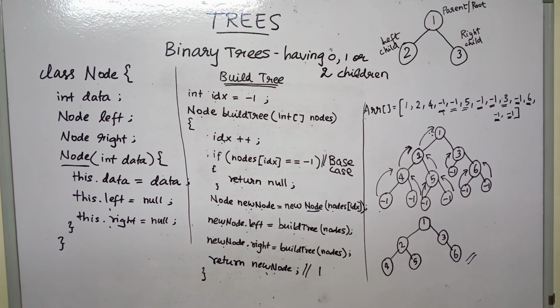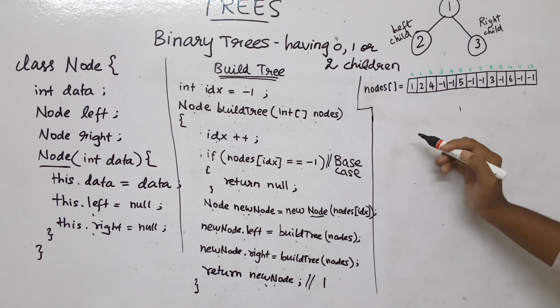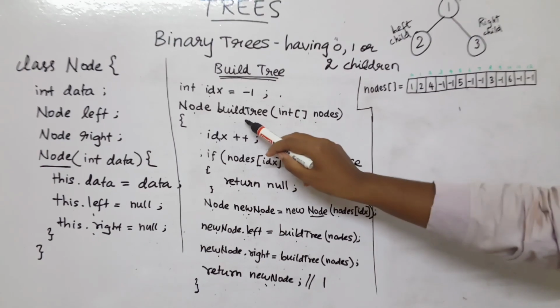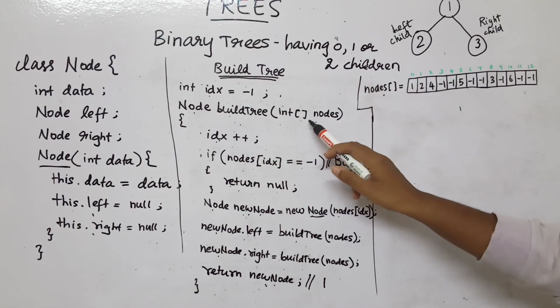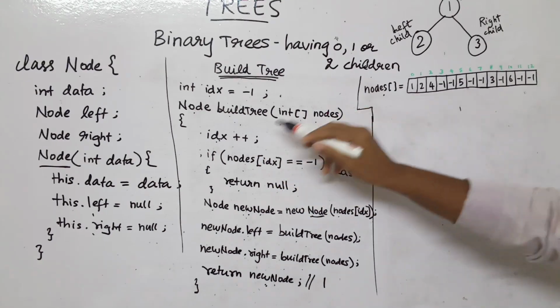as the root. Now I'll explain how the tree is being created using the code. I'm having the nodes array along with the index for each element. Initially index is -1 and the buildTree function is called and the nodes array is passed to it. Index will be incremented, so it will become 0.